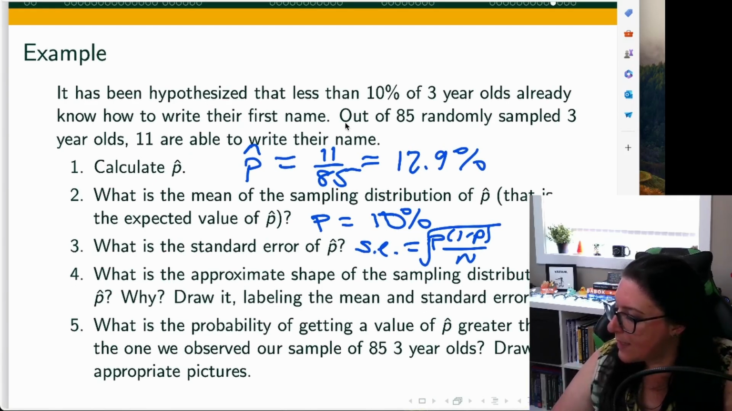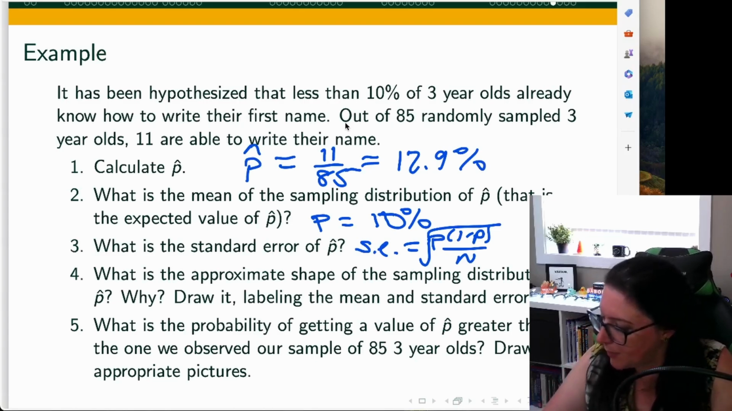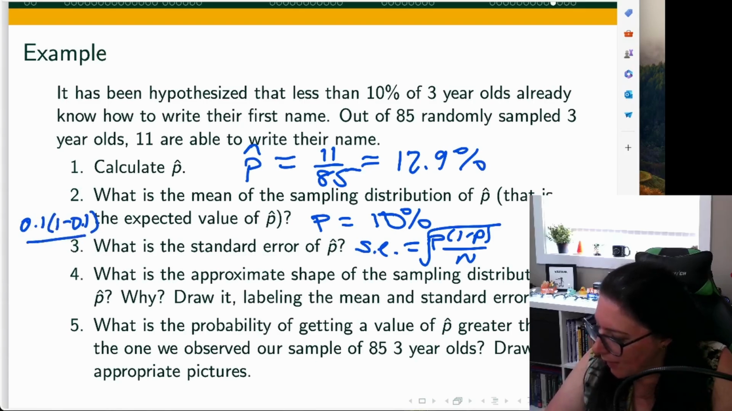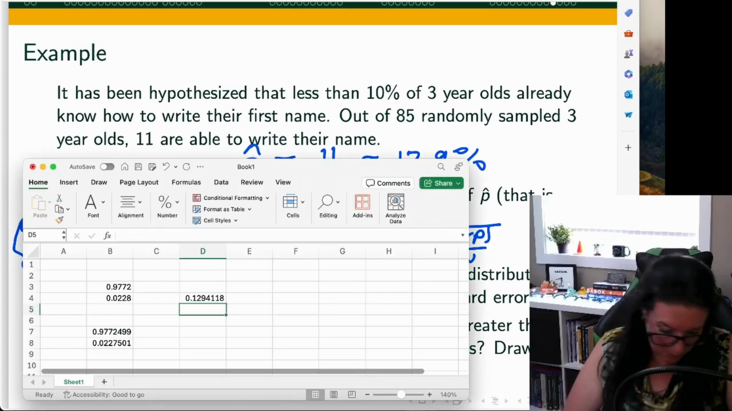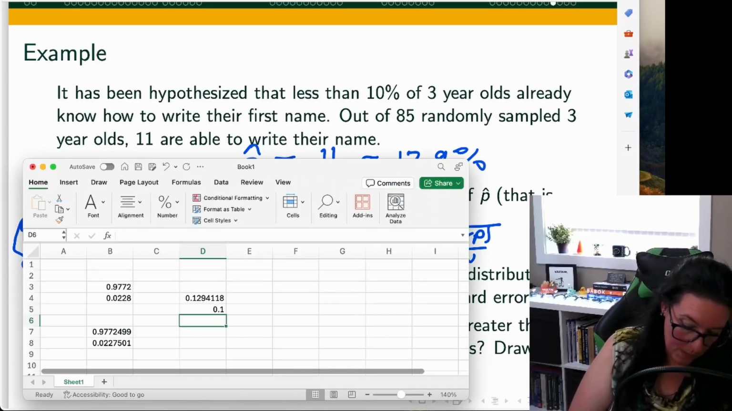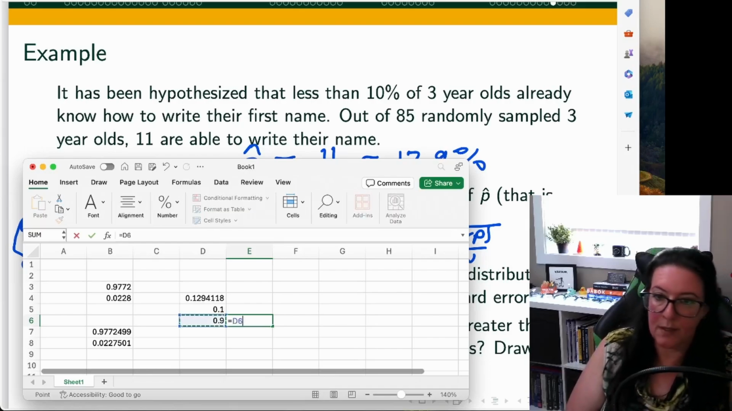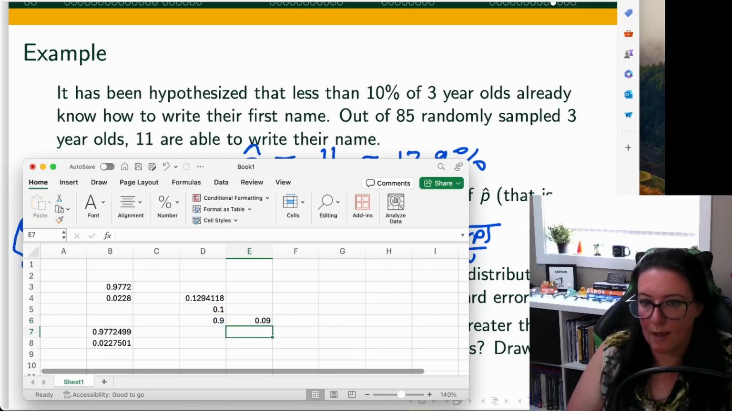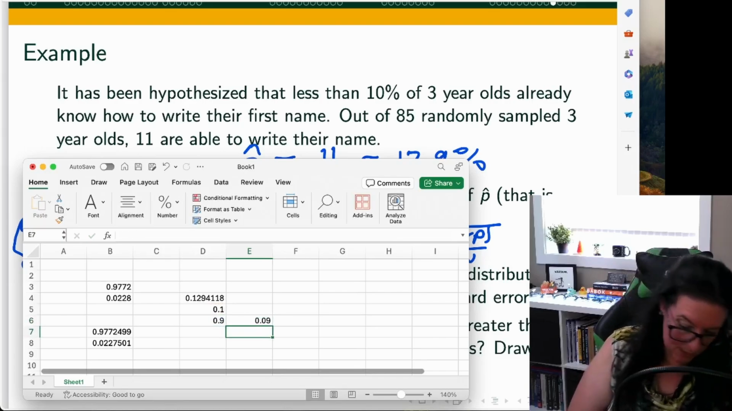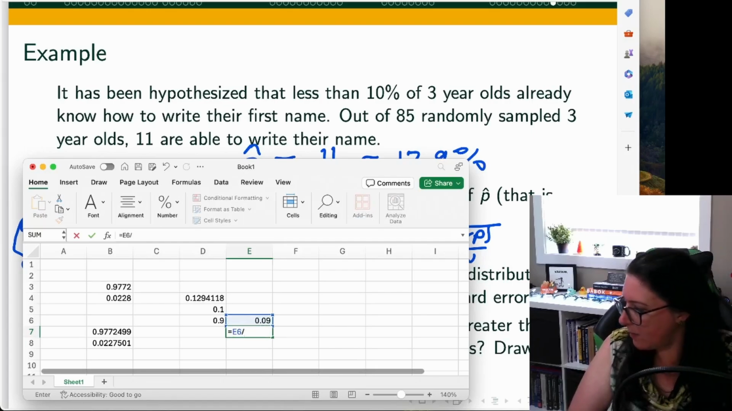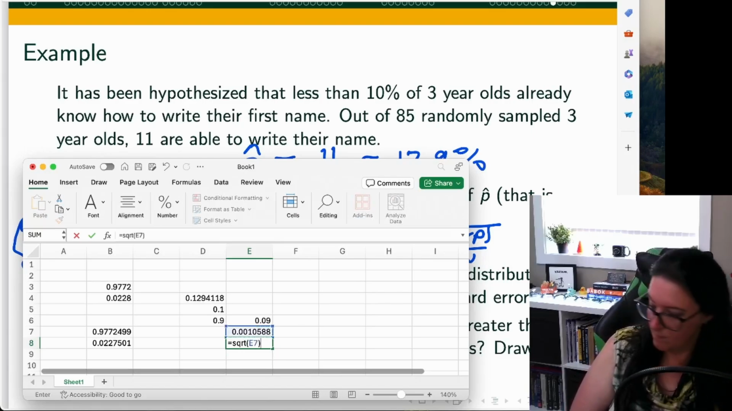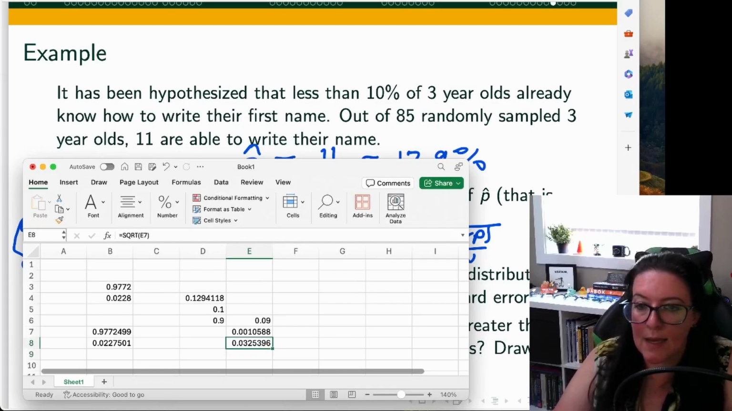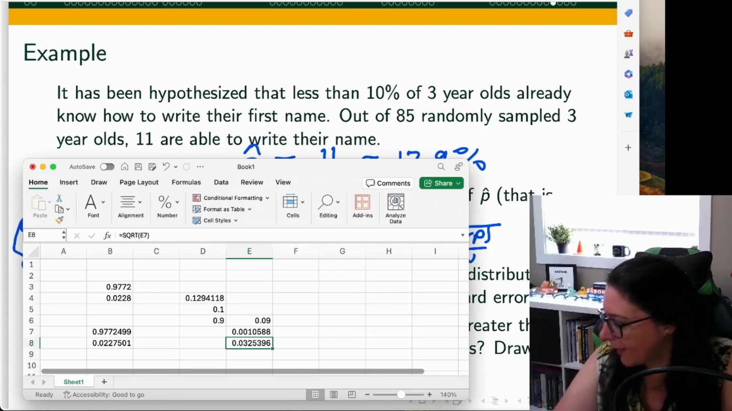So what we're going to do is take 0.1, 1 minus 0.1, divided by n here being 85, and take the square root of the whole thing. So if we're doing that calculation here, that is 0.1 and 1 minus 0.1, which is 0.9. So we're doing this times that, okay? And we are then going to take that and divide by 85 and then take the square root of that. Okay, so right now we are looking at a standard error of 0.03.